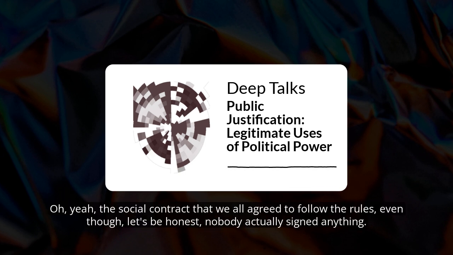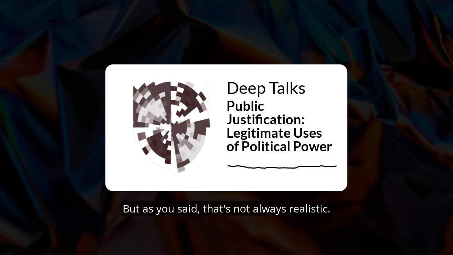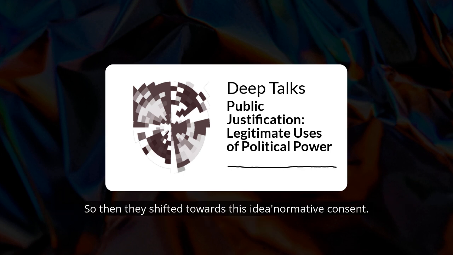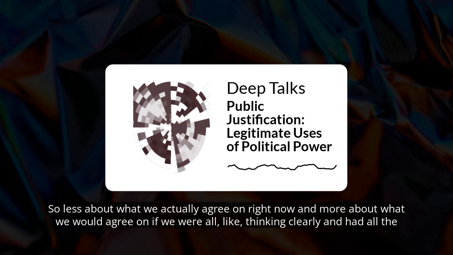Oh yeah, the social contract. That we all agreed to follow the rules, even though, let's be honest, nobody actually signed anything. Right. So the early thinkers started with this idea of empirical consent, what people actually agree to. But as you said, that's not always realistic. So then they shifted towards the idea of normative consent, what people should agree to if they were being perfectly rational. So less about what we actually agree on right now, and more about what we would agree on if we were all thinking clearly and had all the facts.